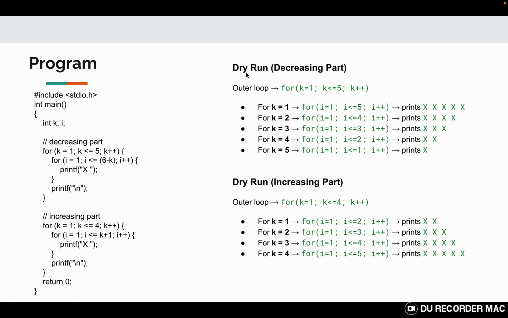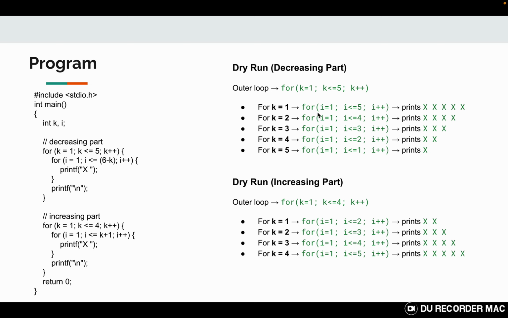So here is the dry run of these two parts. One is the decreasing part and the other is the increasing part. If you see, there is one outer loop. The outer loop starts from k equal to 1, k less than or equal to 5, k plus plus, which signifies that there would be 5 rows that will be printed. So please note, this k will determine only how many lines there would be for the printing, but the actual printing will happen from the variable i, right?